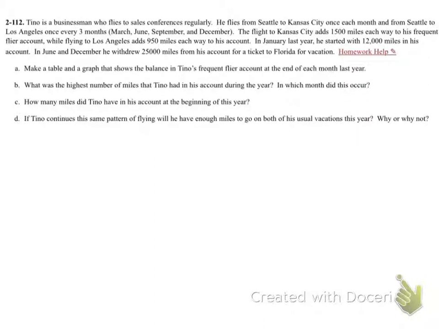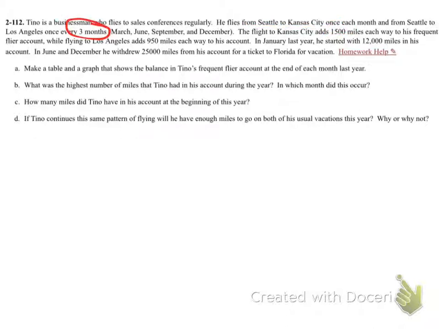Problem 112 has us taking a look at an individual that's doing some flying, and there's several pieces of information. First of all, he flies from Seattle to Kansas City every month, and that gives him 1,500 frequent flyer miles. So that happens every month.